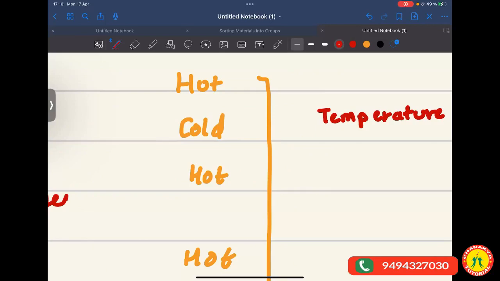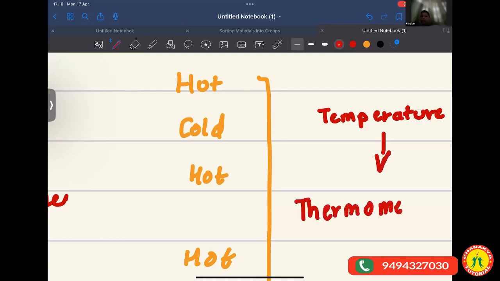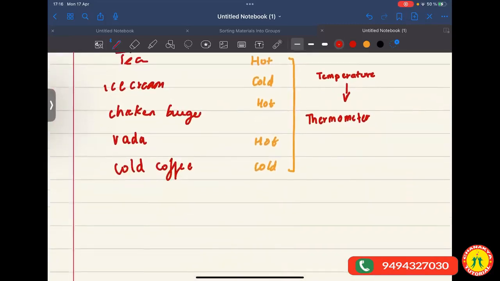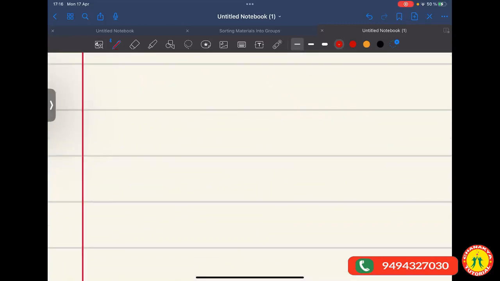Okay. So this temperature is measured using an instrument. What is the instrument? Thermometer, ma'am. Thermometer is used for measuring the temperature. So now we're going to see how this measuring of temperature works.